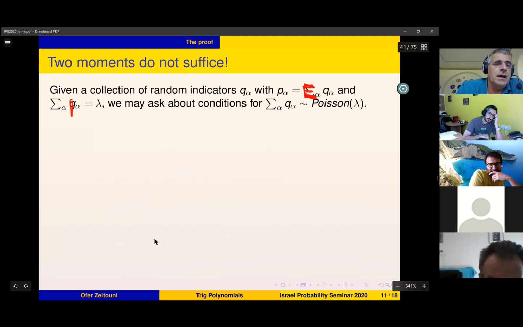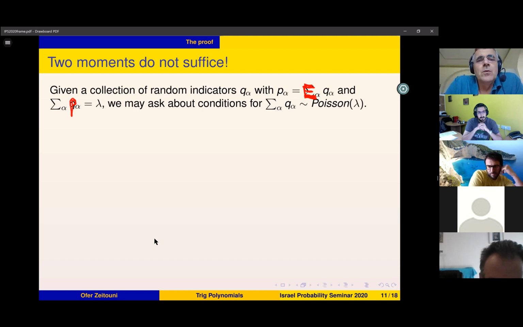And the sum of P alpha is lambda. You should think of alpha taking values in a large set, but P alpha being small, such that the sum is of order lambda. If the Q alpha are independent, this is exactly the regime in which you will have a binomial convergence to Poisson. And what we may ask about are conditions for the random sum to be Poisson distributed.